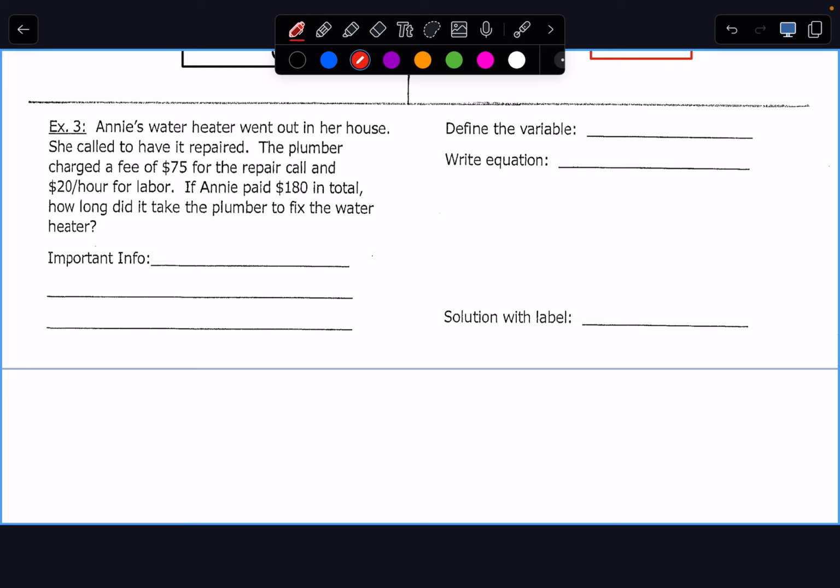So I'm totally okay with you conversing with your neighbor to see if you have the same thing.